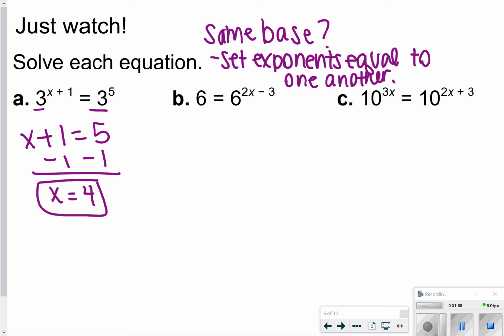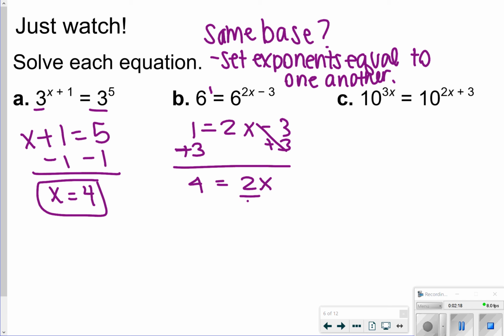The same thing is true for letter B. Again, I have the same base, so I can set my exponents equal to one another. Remember, if there's a number by itself, you can automatically assume there's a 1 there. So my exponents will say 1 is equal to 2x minus 3. I'm going to go ahead and try to get x by itself by adding 3 to both sides. So I have 4 is equal to 2x, which means x is equal to 2 for letter B.